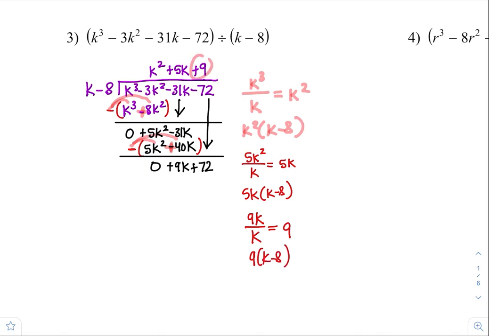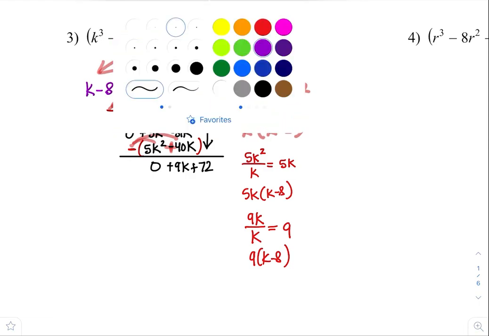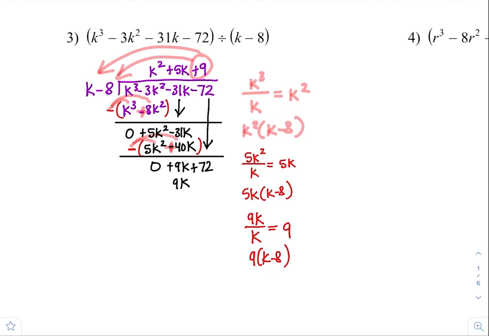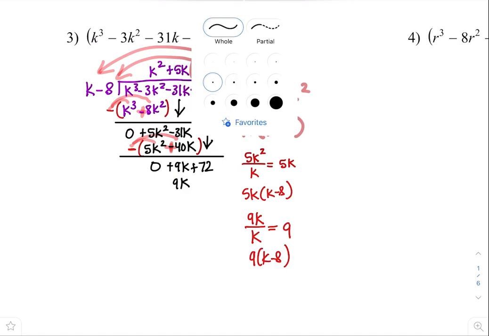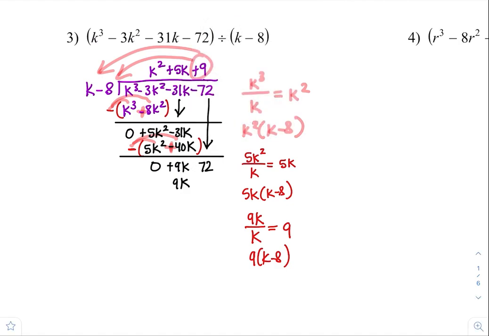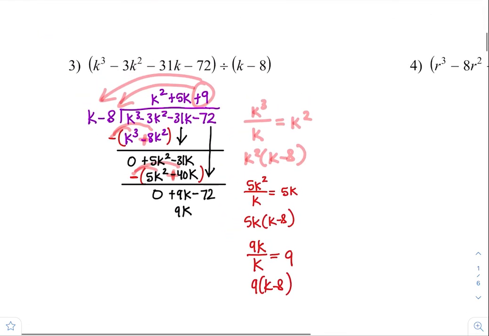So 9 times k, and then 9 times negative 8. 9 times k, you guys, is 9k. And 9 times negative 8, you guys, is negative 72. Ooh, this is where I made a mistake. Do you guys see that? That should have been a minus 72. So 9 times negative 8, you guys, is negative 72.